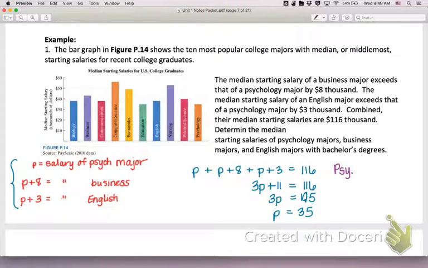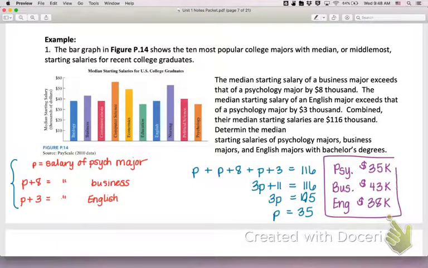So a psychology major is P, so they make $35,000 a year. A business major makes $8,000 more than that, so if we add 8, we're going to get $43,000 a year. And an English major makes $3,000 more than the 35, so that's going to be $38,000 a year. And so that answers the question, and now we're done. So that's kind of a model of using those steps.